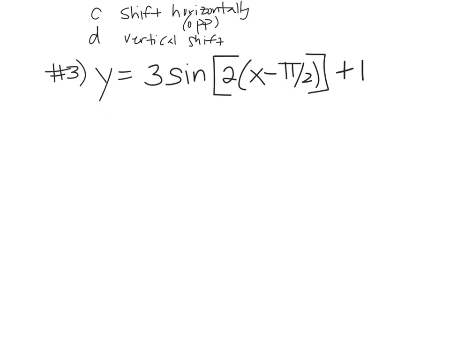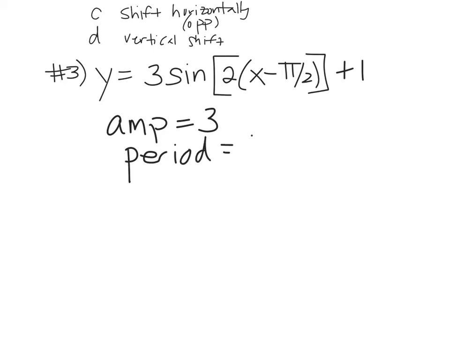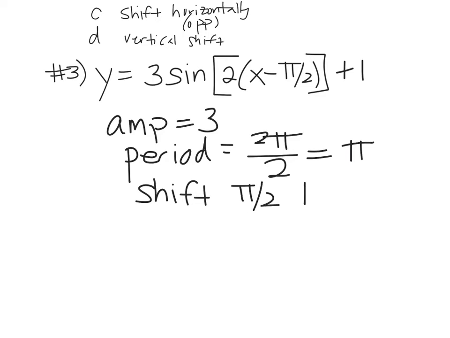So here we go. First of all, the amplitude is 3. The period of this graph is 2 pi over 2, so it's just pi. That means that instead of the whole thing happening in 2 pi, the whole thing happens in just pi. Okay? Shrinks it in. And we're going to shift this pi over 2 to the right, and 1 up.